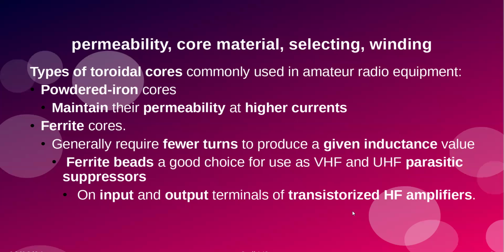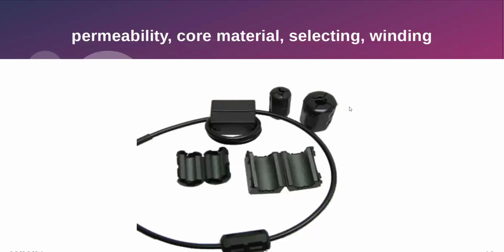Powder iron doesn't change as much. That's why you use it in high power situations. But it has lower permeability, so it doesn't have as much inductance per turn. That's why you use ferrites, because you get much higher permeability.